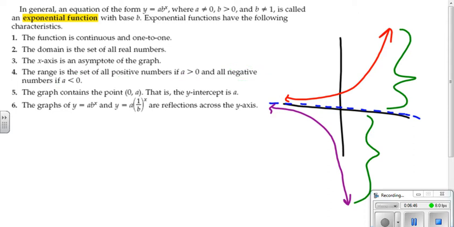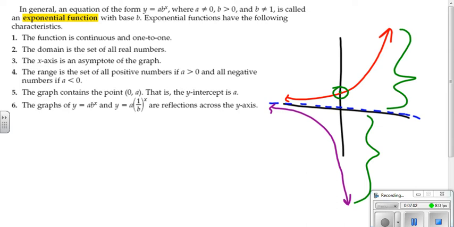The graph contains the point (0, a). That is, the y-intercept is a, so wherever your initial value is, like in this case, that's our initial value right there. We always start right on our y-axis and move from there.